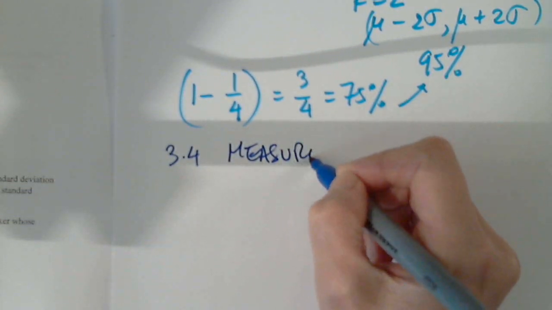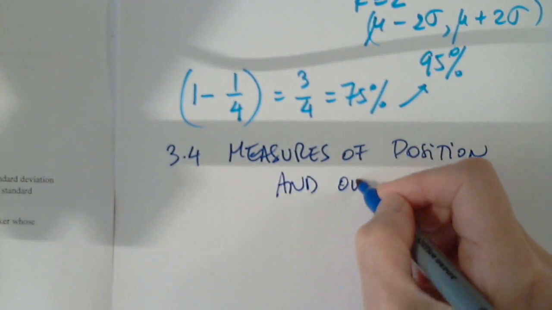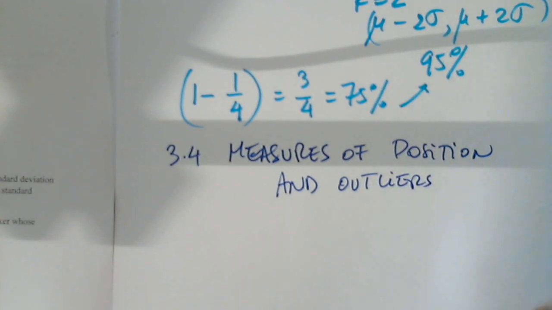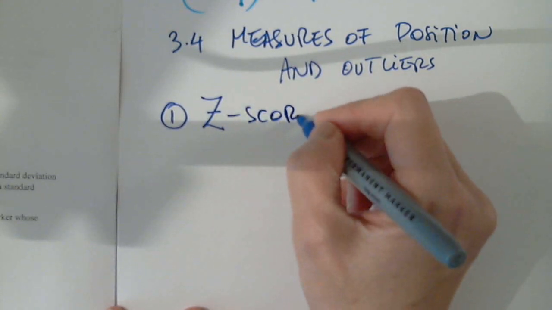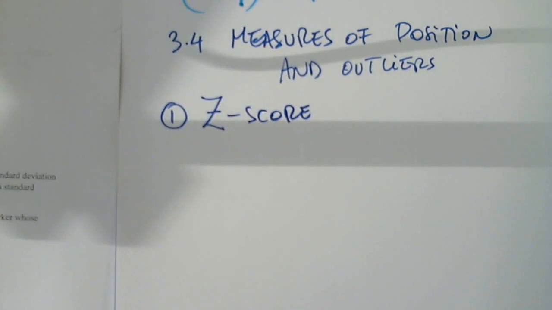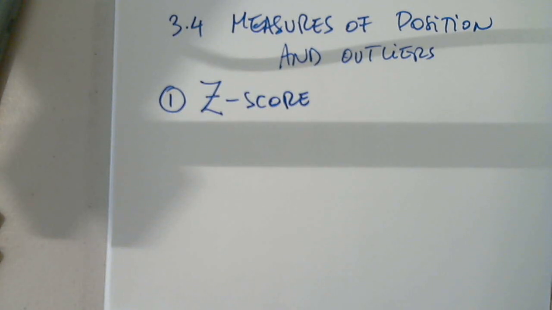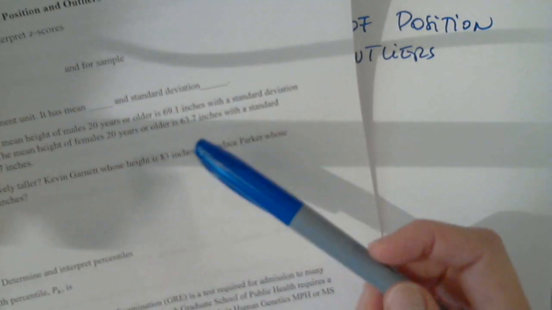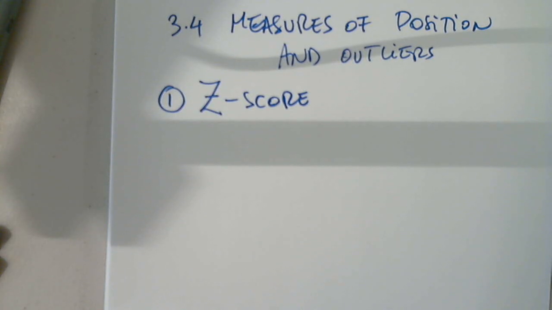Measures of position and outliers. Okay, number one, we're going to talk about what is called the z-score. The z-score compares two different data sets, maybe even with different measurement units if that's what we want to do. Hopefully not required. But we'll get to an example in a minute. I already have an example for you in a few seconds. So what does this z-score do?